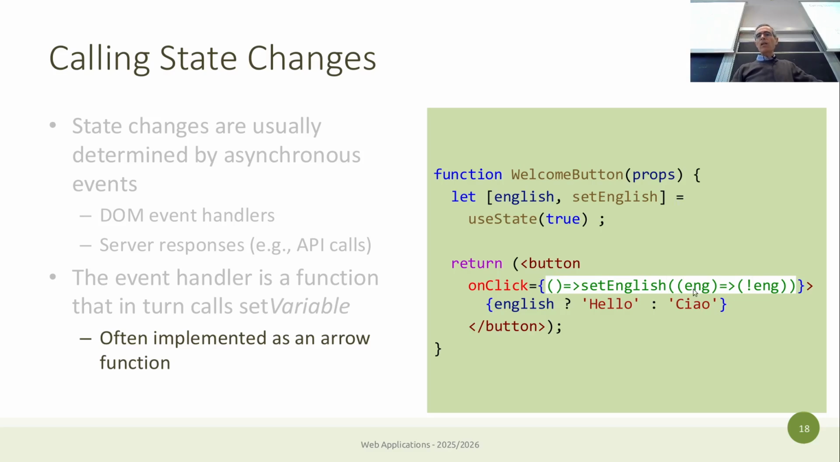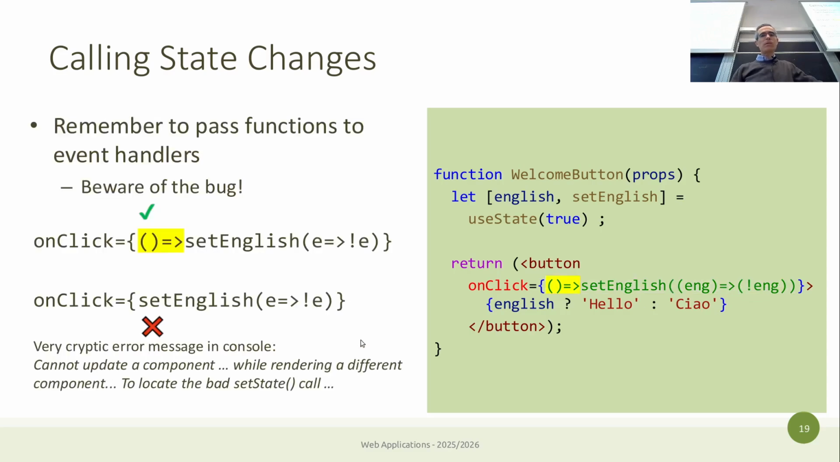So set English, E, the arrow, exclamation mark E. Often implemented as an arrow function. Okay, that's good. Just beware of the bug, right? So, as I told you, if you write like this, you pass a reference to a function, so you don't execute the function immediately. If you pass something like this, it's a JavaScript expression, it's immediately evaluated, so the set function is immediately called.